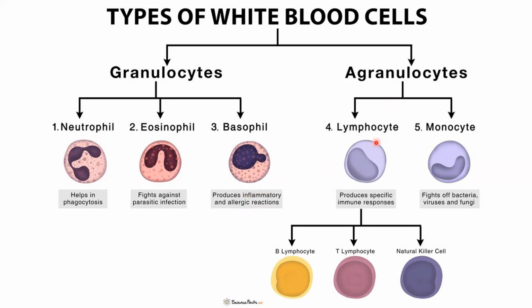Agranulocytes include your lymphocyte and monocyte. Lymphocyte produces specific immune responses like your B lymphocyte, T lymphocyte, and your natural killer cells. Your monocyte fights off bacteria, viruses, and fungi.